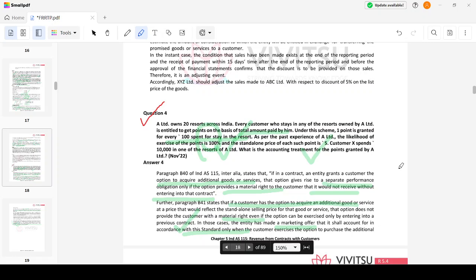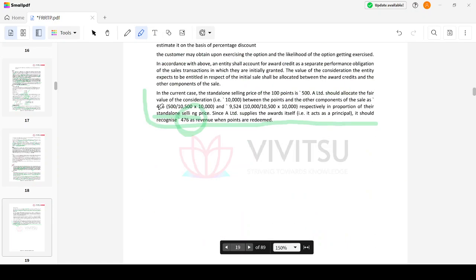What I'm going to do is this: the 10,000 is received not only for the current stay but also towards the grant scheme. That's why I'm going to allocate the total consideration that should have been received, 10,000 plus 500, so 10,500. I have received only 10,000, so I'm going to apportion this 10,000 as 10,000 divided by 10,500 into 500 towards the scheme and 9,524 towards the actual revenue.